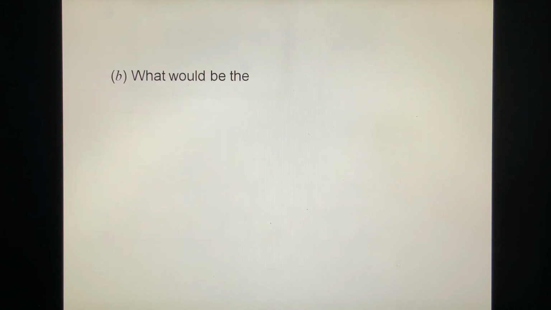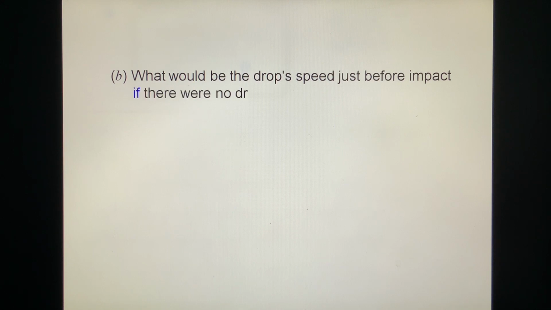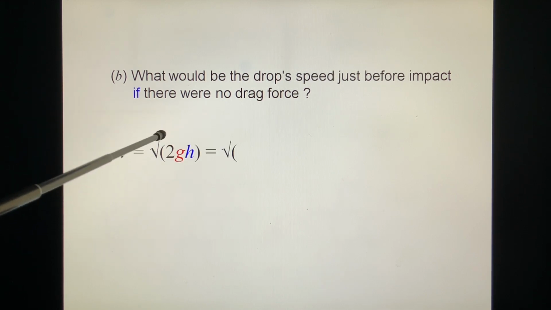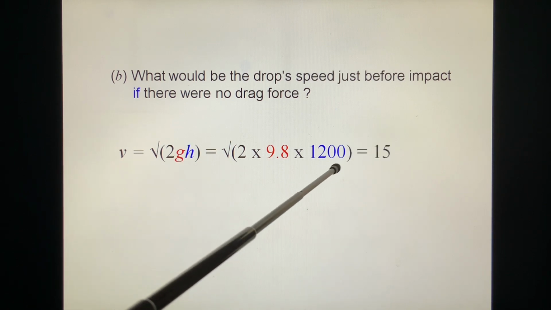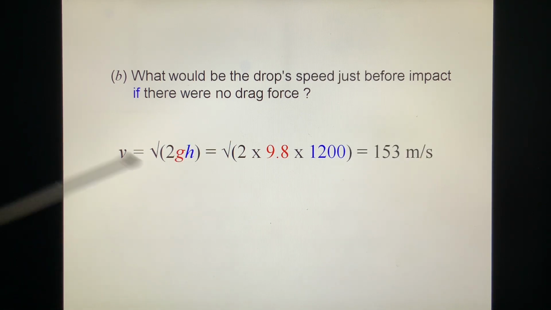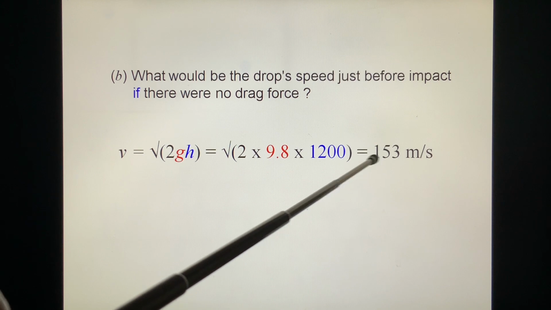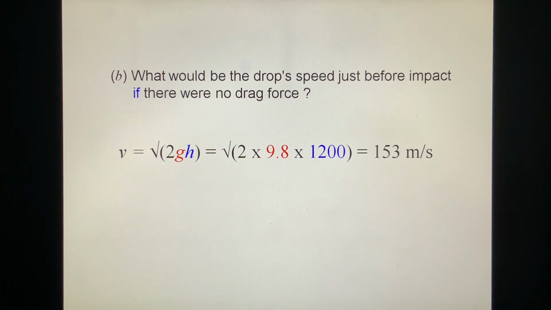Question B: What would be the drop's speed just before impact if there were no drag force? Then we know v equals the square root of 2gh, where h is 1200 meters. So without a drag force, it would be 153 meters per second, much larger.